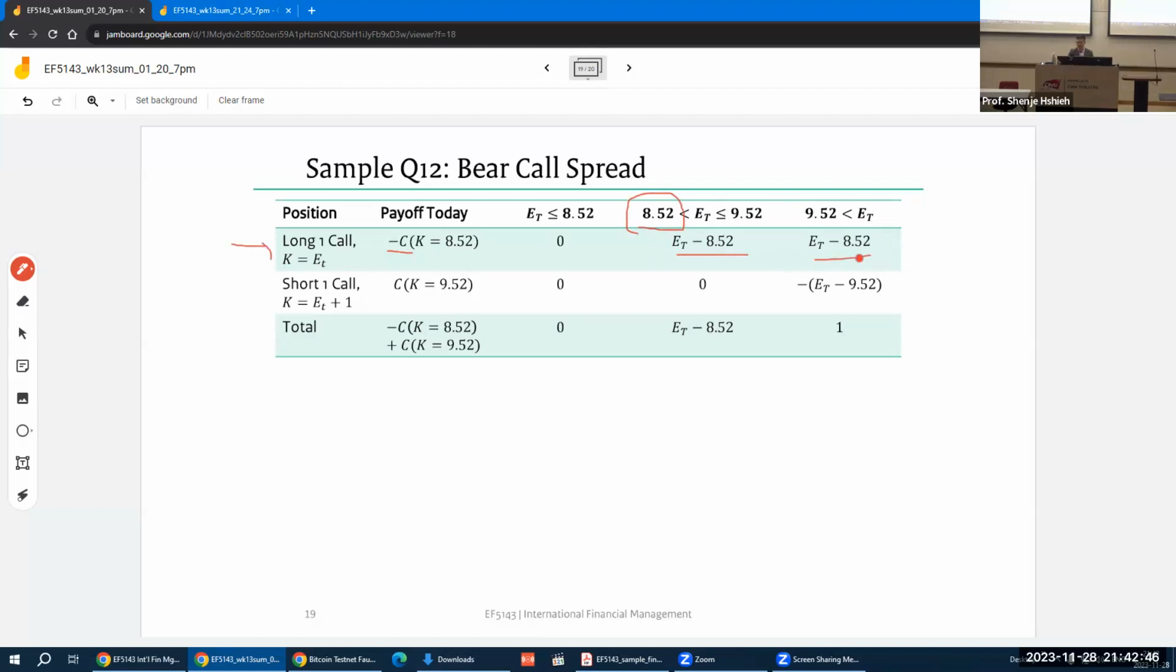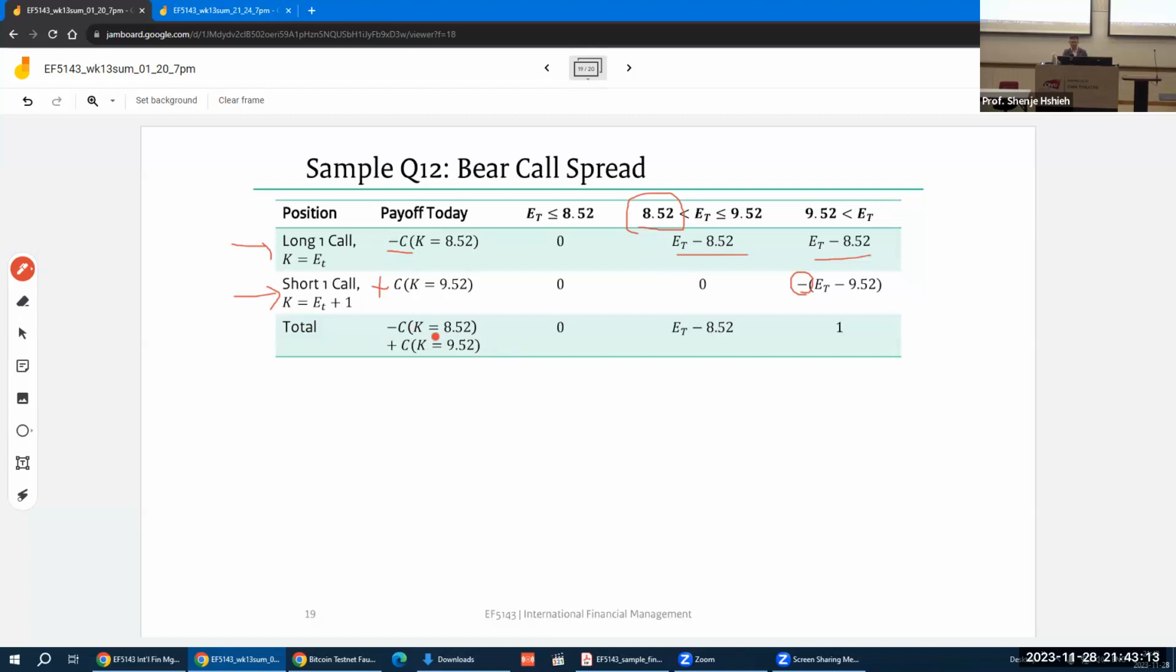So positive, and zero otherwise, you would not exercise. Short a call option, only exercise. Oh, so short, that means you get money up front. So you get a positive payoff today, but you have to pay out your counterparty in the future, and they would only exercise if the underlying asset exceeds 9.52 ET plus one, right? And then there's a minus sign because you're shorting.